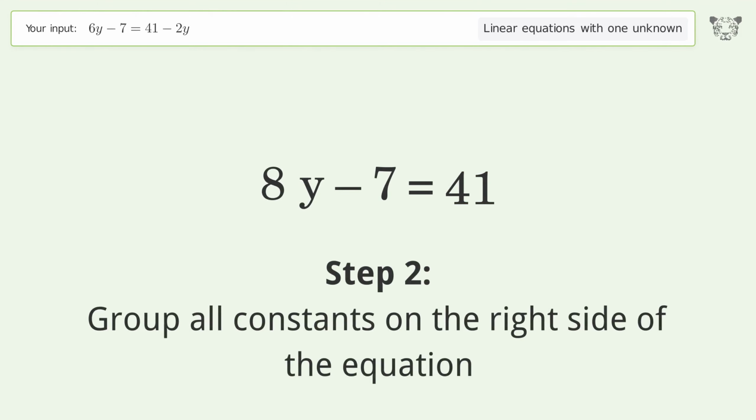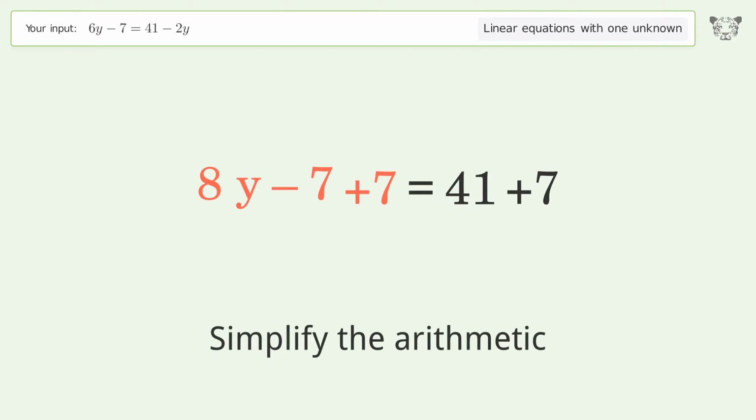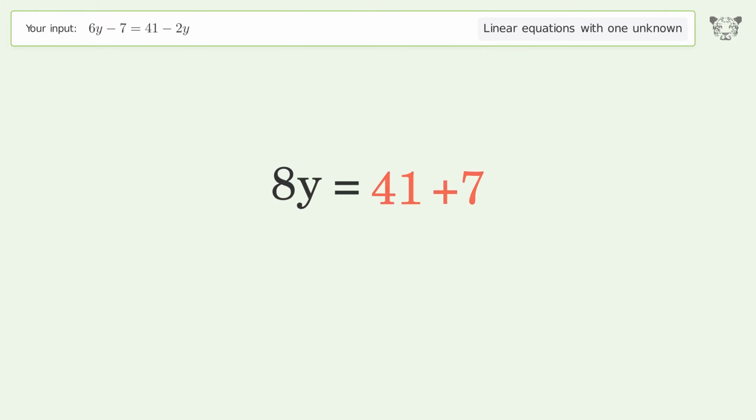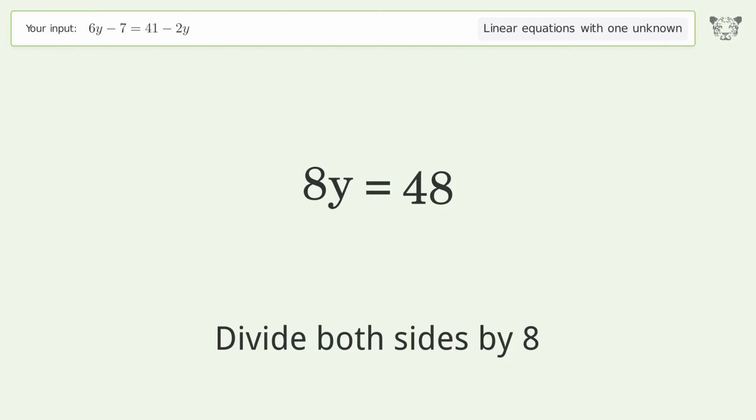Group all constants on the right side of the equation. Add 7 to both sides. Simplify the arithmetic. Isolate the y. Divide both sides by 8.